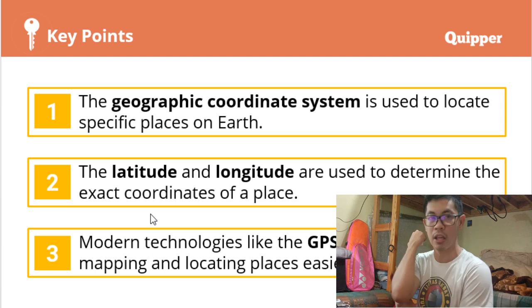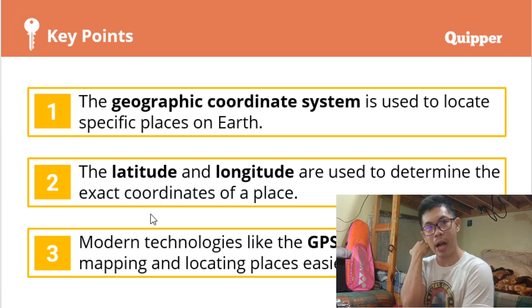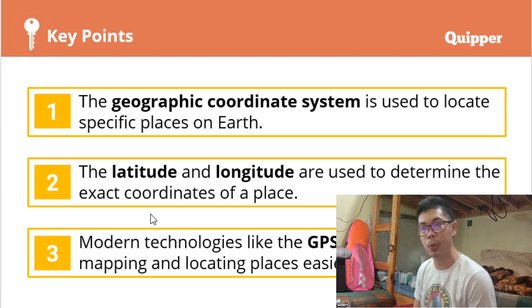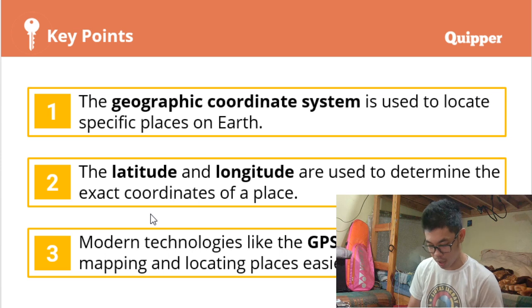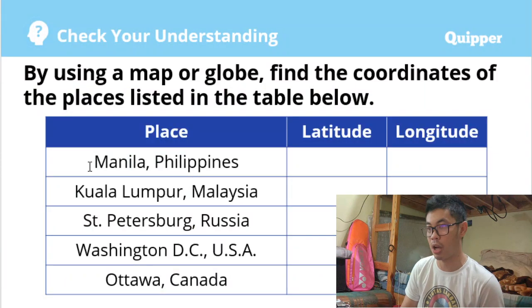If you have apps in your phone, you have your Google Earth with you, I'd like you to download one and try to relate, because in these different activities that I'll be sending to you, para pong ganito siya, no? So you have, let's say for example, a place like Manila. Ano ba yung longitude at latitude ng Manila? Pwede nyo hanapin po yan sa Google Maps nyo.